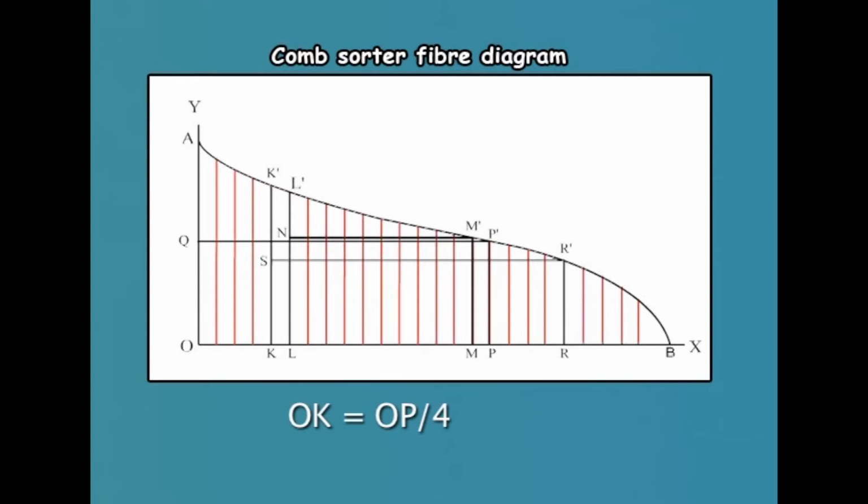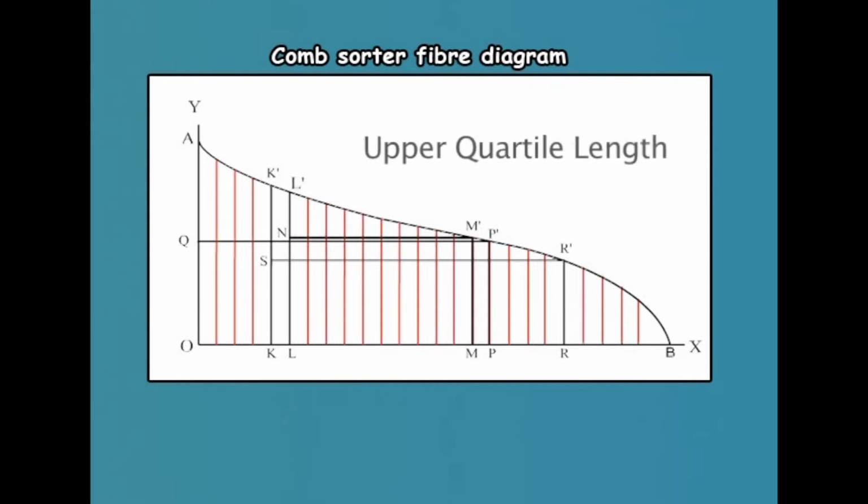Next, mark off OK, that is equal to OP divided by 4, and erect a perpendicular KK dash to cut the curve at K dash. Halve K and K dash at S and draw a parallel line to the base to cut the curve at R dash. Drop a perpendicular from R dash to meet the baseline at R. Mark off OL, that is equal to OR divided by 4, and erect a perpendicular LL dash, cutting the curve at L dash. Effective length is the length represented by LL dash.